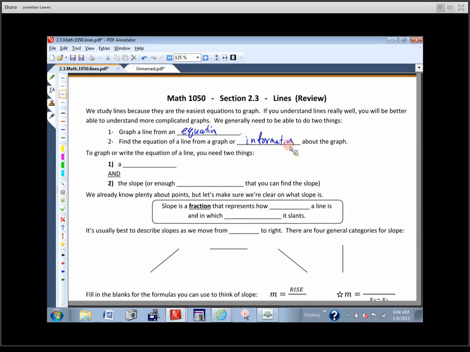Now, please make sure you remember those two things and these next two things. This is really important. If you're going to write the equation of a line, you have to have two things. What are they? You got to have a point. Got to have an x and a y. And you have to have a slope. Two points would work, or more generally, enough information.